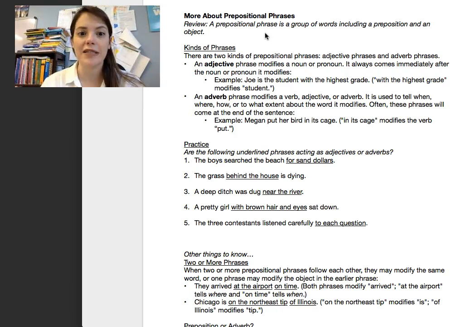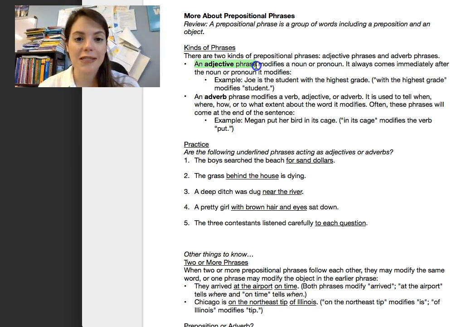We've just been identifying all prepositional phrases. There are actually two kinds, and understanding what the different kinds are can really help us in finding our prepositions and prepositional phrases within the sentence. So the first kind of prepositional phrase I want to talk about is an adjective phrase.